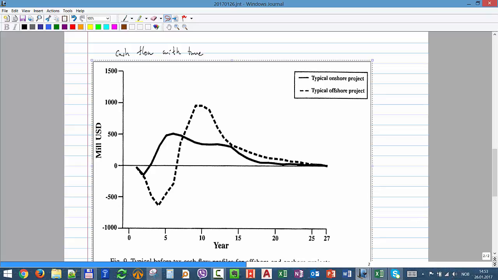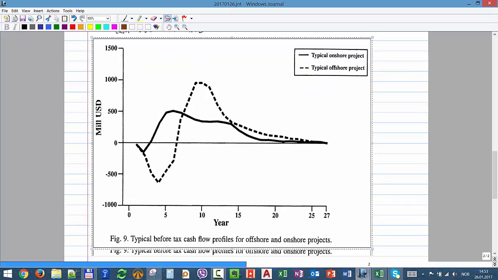And here you see a difference between onshore and offshore. Onshore, remember the discussion that we really don't need to have everything in place to start producing. We can do it gradually. And usually the investments are much less than for an offshore project.